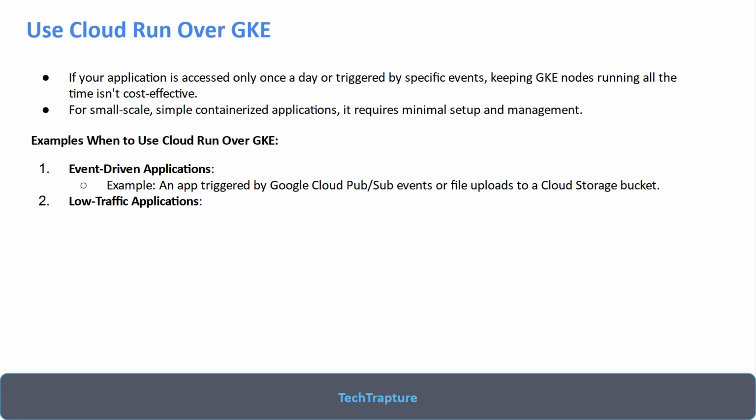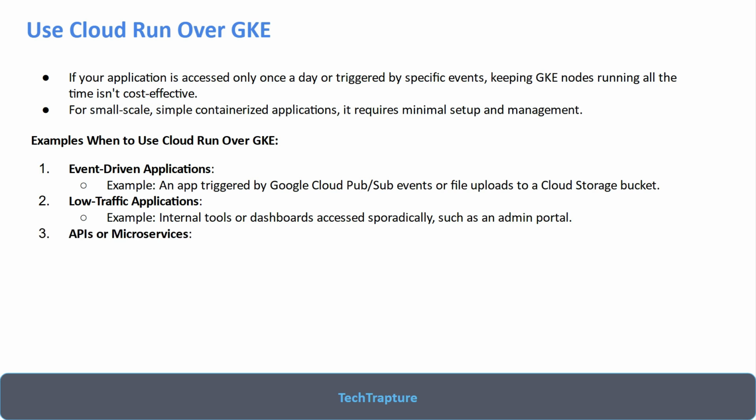Then if you have a low traffic application, where only at certain times in a day people are accessing your application, in that case also using Kubernetes is not a best choice. Here you can see internal tools and dashboards accessed periodically, such as an admin portal, then APIs or microservices. So if you have lightweight APIs for a mobile application or intermittent traffic, you can use Cloud Run.